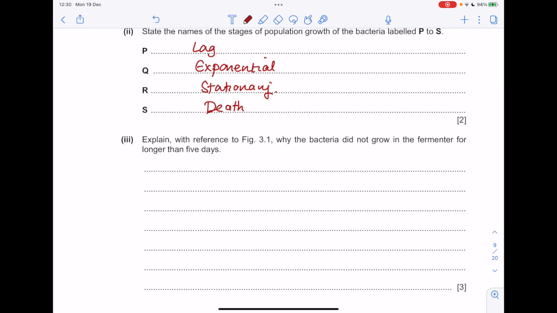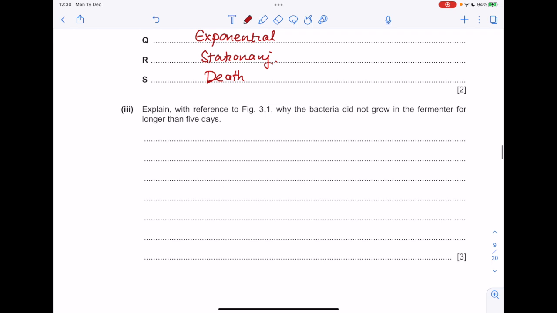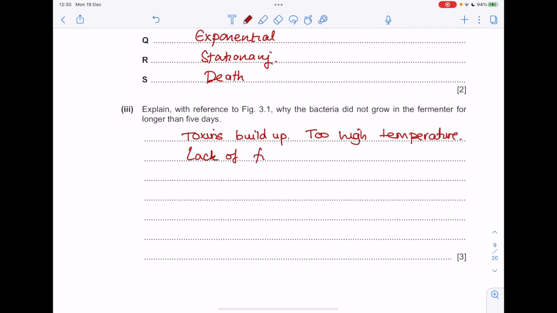Explain with reference to figure 3.1 why the bacteria do not grow in the fermenter for longer than 5 days. So what would cause mass death? It could be due to toxins building up, which would kill the bacteria. It could be too high a temperature, so it would denature the enzymes in the bacteria. It could be due to lack of food and oxygen after all those bacteria have been busy respiring, and also overpopulation leads to lack of space.